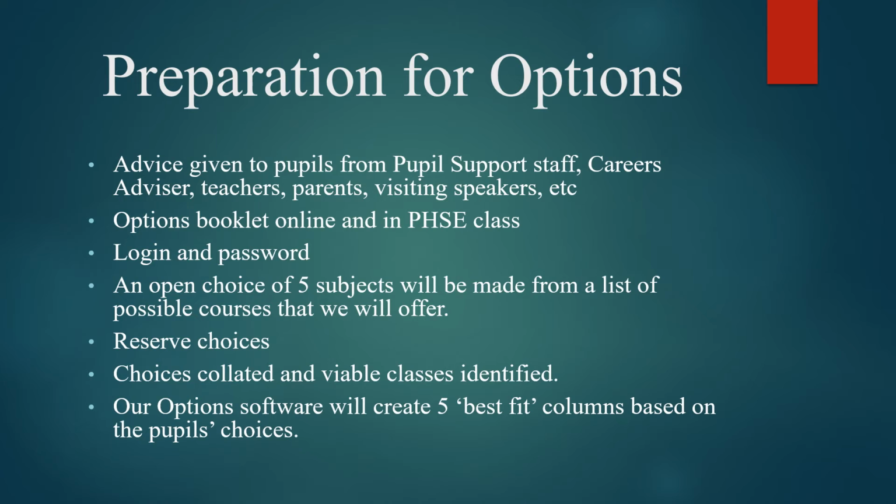eventually all of these choices will have to go into a column structure. There are only 5 columns, and therefore there are some people who will inevitably end up with 2 subjects that they want to do in the same column. Those choices that you make will be collated and will work out which classes are viable in terms of number. And then our options software will organise that and create a best fit 5 column structure based on the pupils' choices this year.